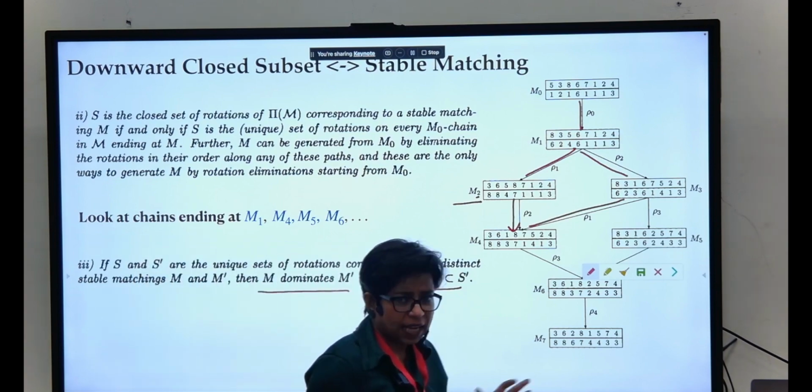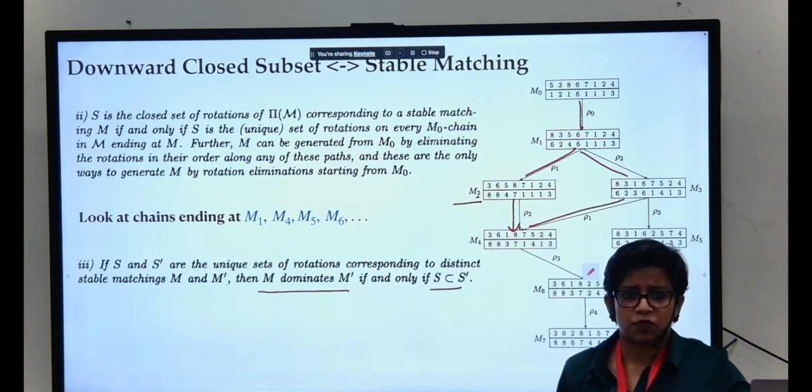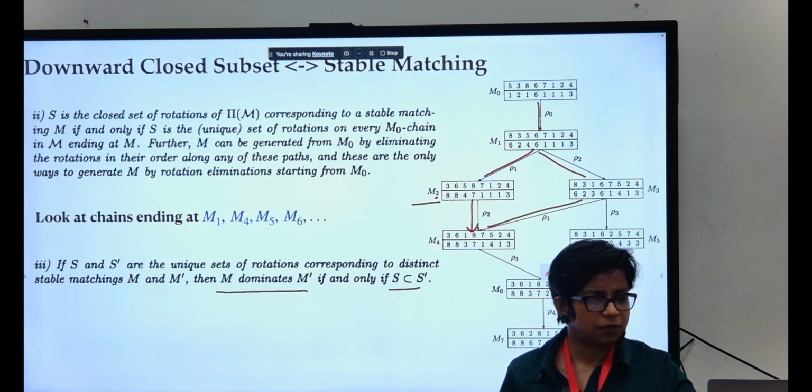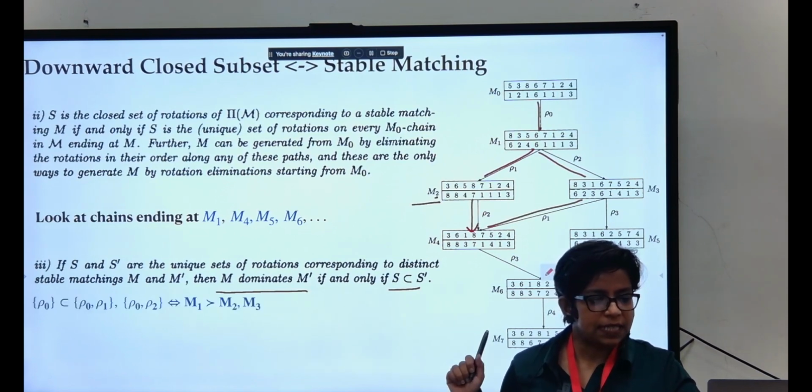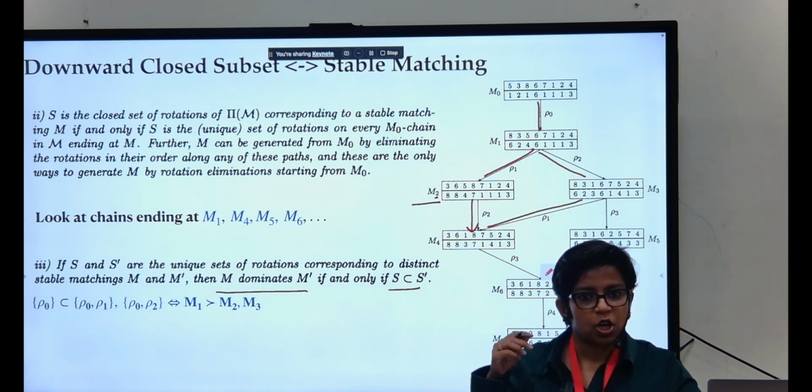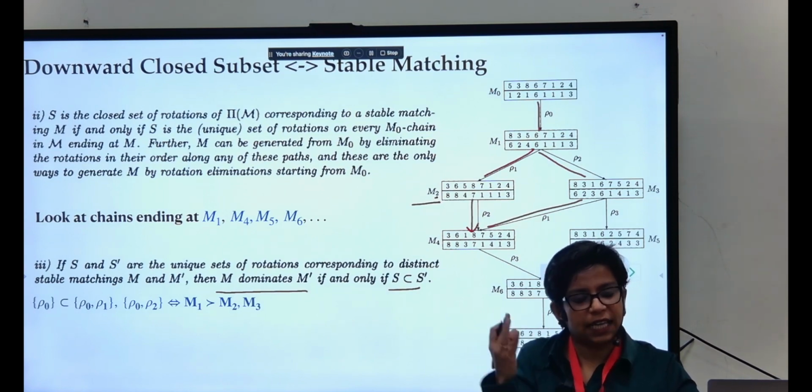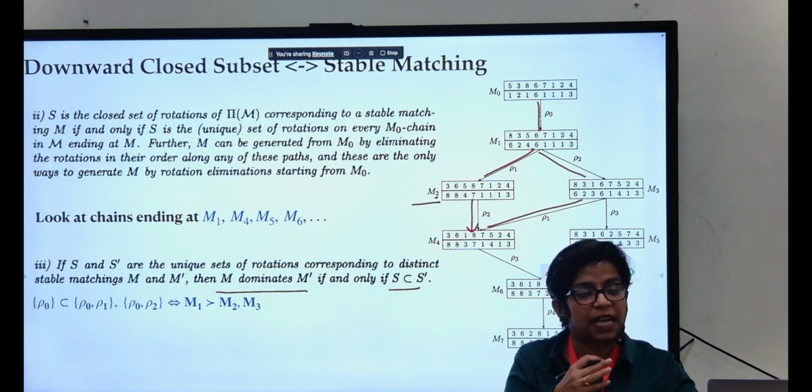Any questions so far? I'll try to wrap this up, what we did and why we are doing all this. What this does is allow us, as I said before, to completely interpret any questions about stable matching in terms of subsets of rotations.